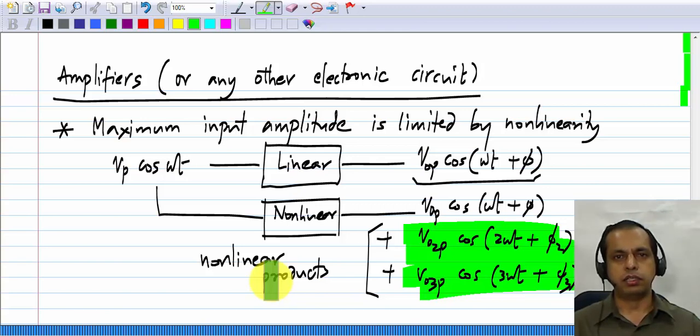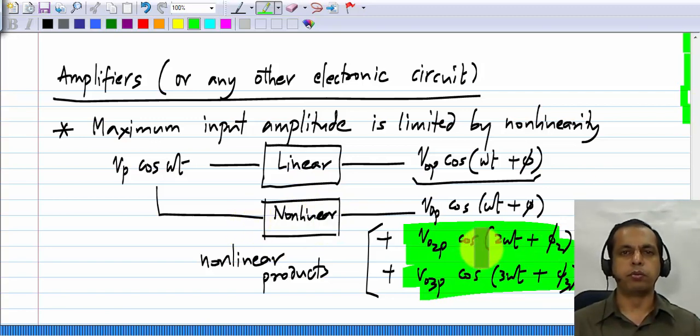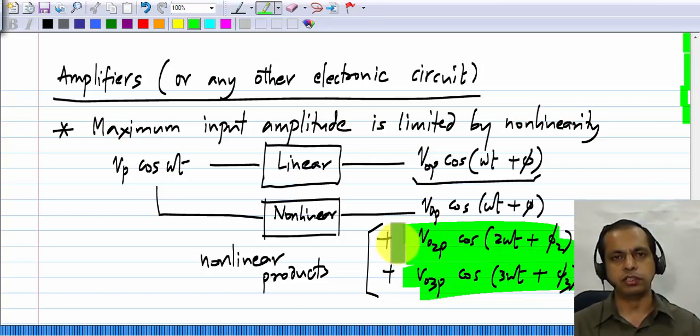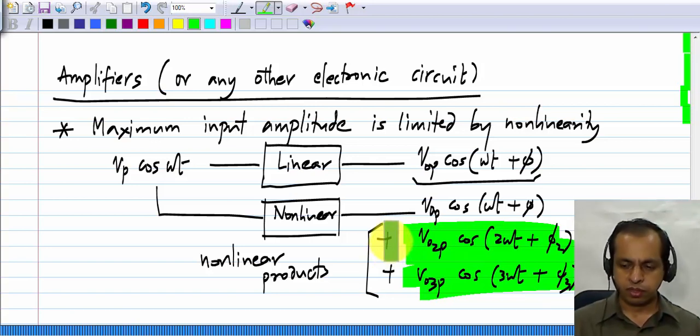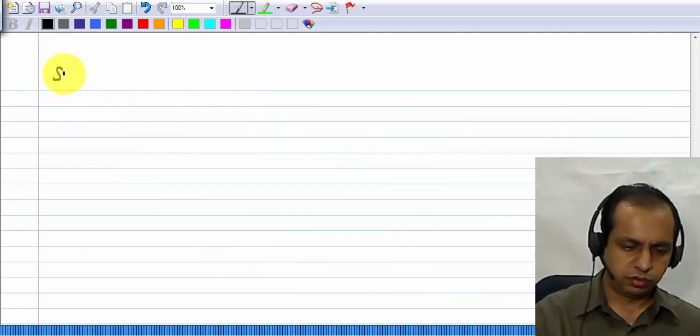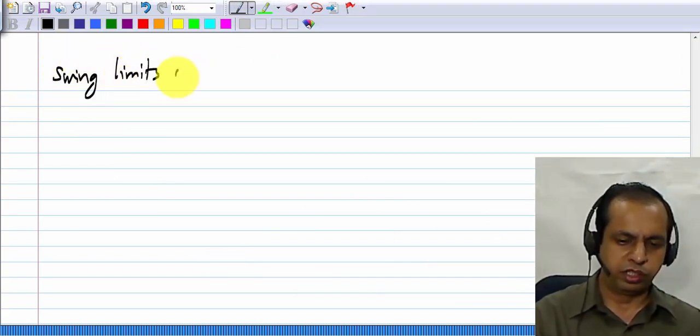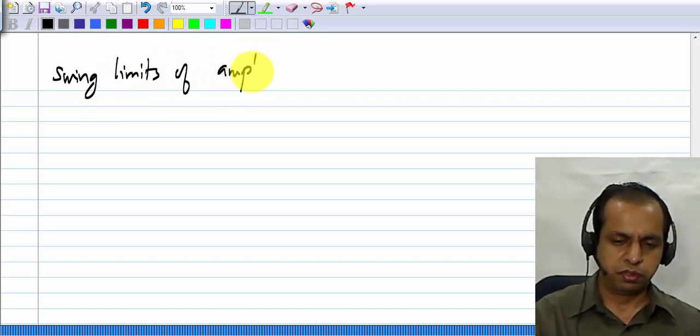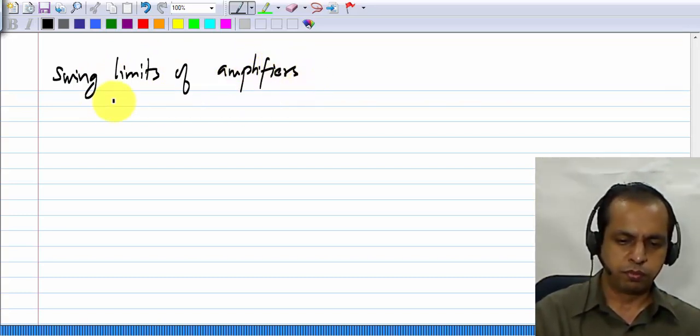Let's say you do all of this analysis and determine that you can apply a 100 millivolt input before the nonlinear products become very large, and you want to know how to make it bigger. You want to be able to apply like 200 millivolts input. What do you have to change in the circuit? So this brings us to the discussion of what are known as swing limits of amplifiers.